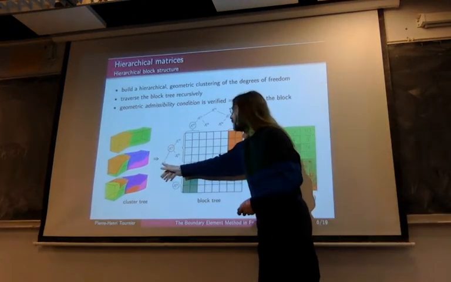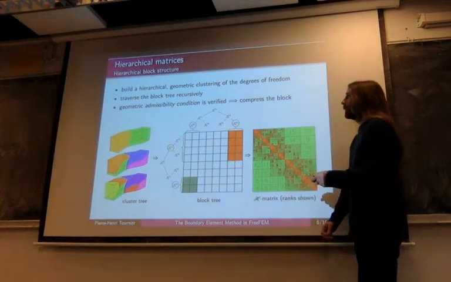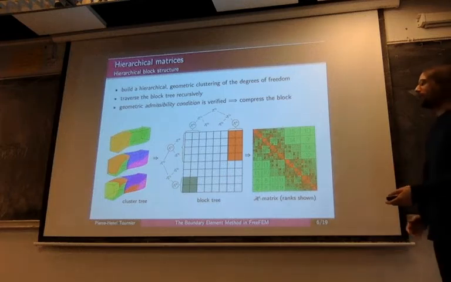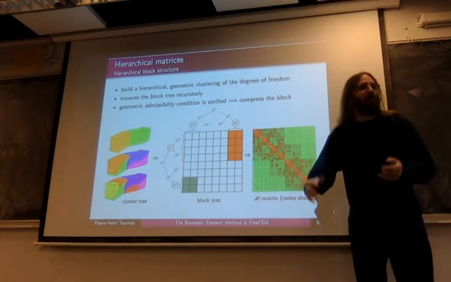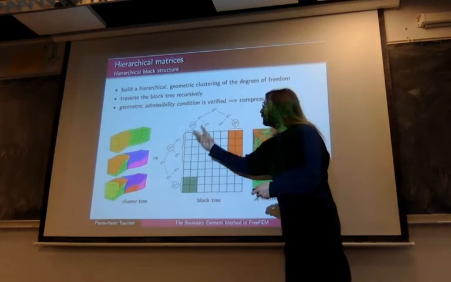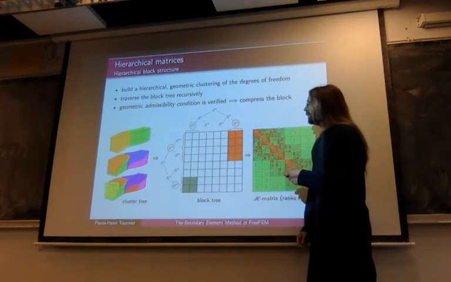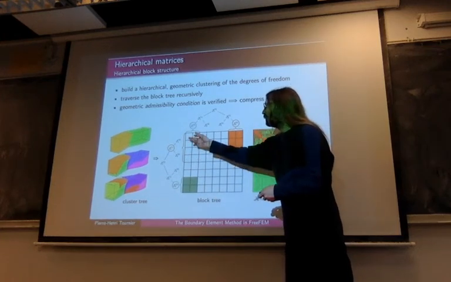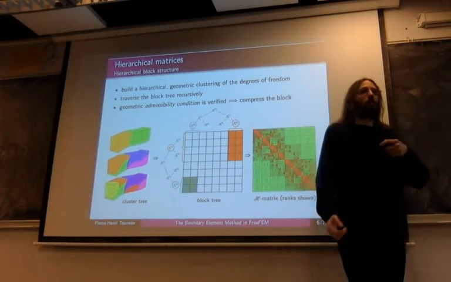This is the interaction of this guy and this guy. You have the admissibility criterion. So are these two blocks far away enough? Obviously not, because it's the same, right? So you go down a level. So for example, you go down a level in the two clusters. So now you have 4 blocks, right? And you recursively do the same with the 4 blocks.